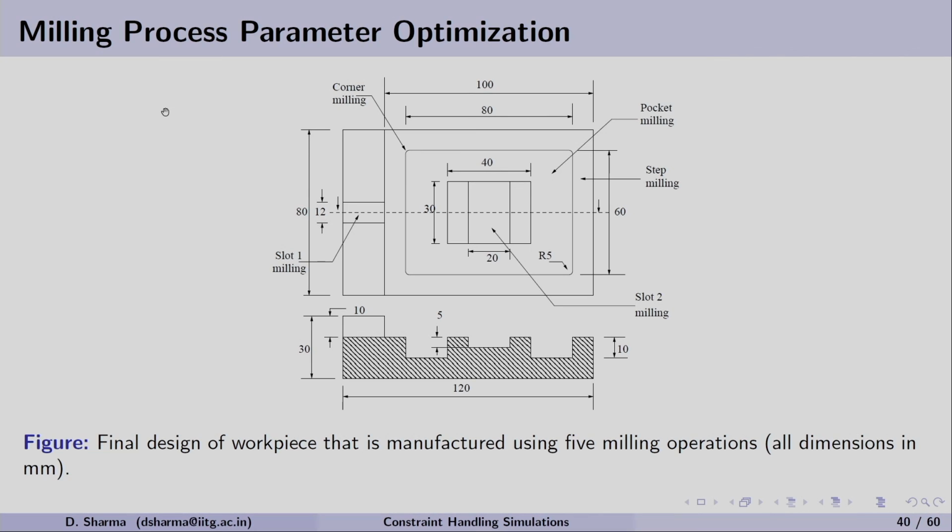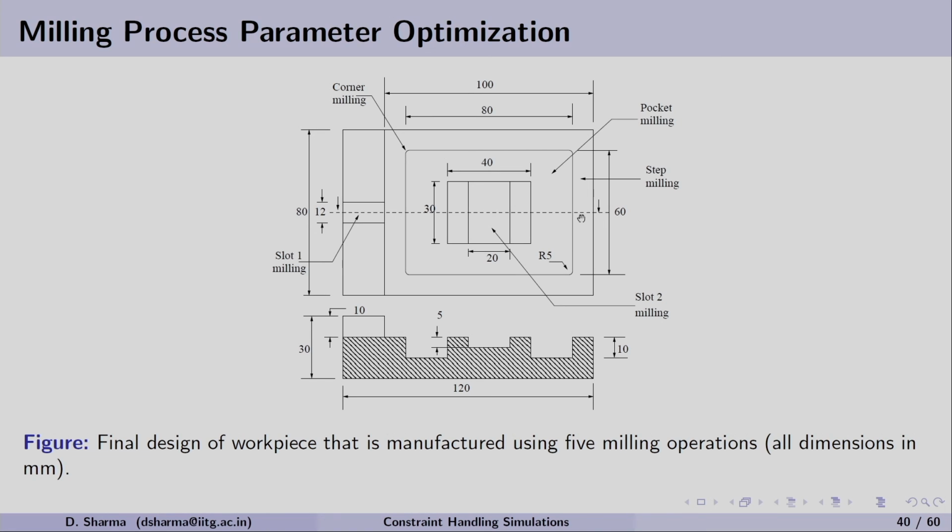So, we will start with the very first problem, that is a milling process parameter optimization problem. This problem comes in the domain of mechanical engineering, but we will see how complex this problem is. Let us understand that for making this particular product, we need 5 processes which are given as slot 1 milling, slot 2 milling, step milling, pocket milling and the corner milling.